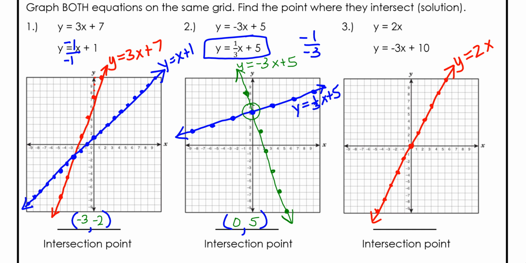Now let's do our second line here in blue. +10 is the y-intercept, and -3 over 1. So down 3 over 1. -3, +1. You saw that? That was an overlapping point, so that is our point of intersection.